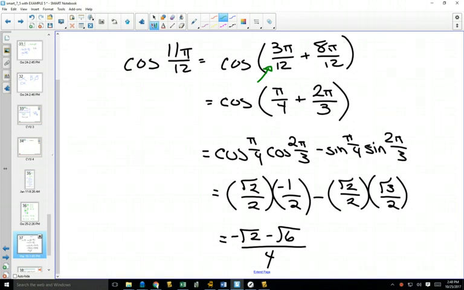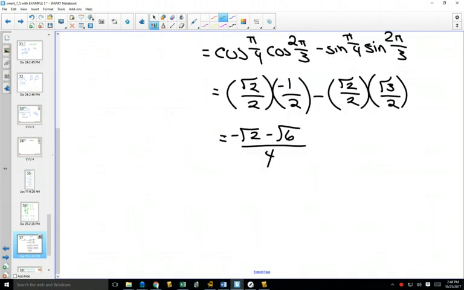Use the correct formula for cos alpha plus beta. Made this my alpha, this my beta. Cos cos minus sine sine. Took those values from my pi plate, was careful about cos in quadrant 2 is negative, so that's why we get a negative a half there. Multiplied it out, wrote it as a single fraction.